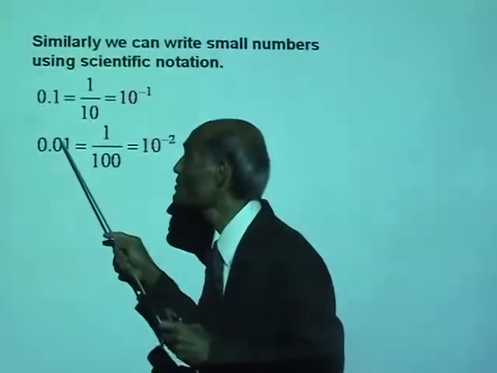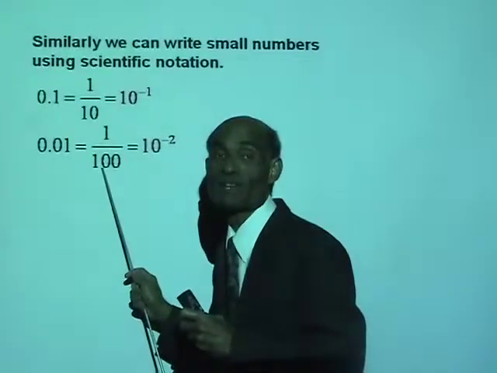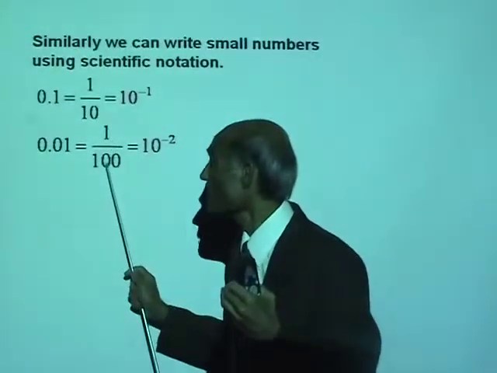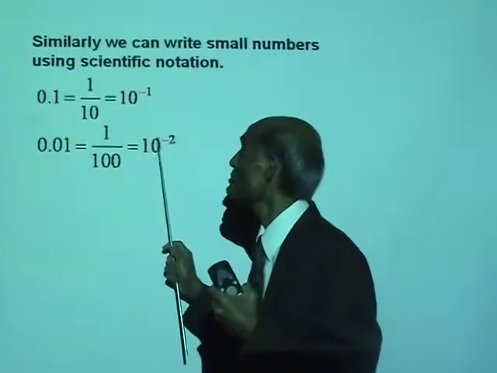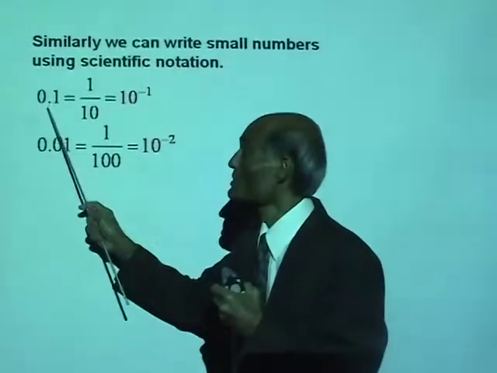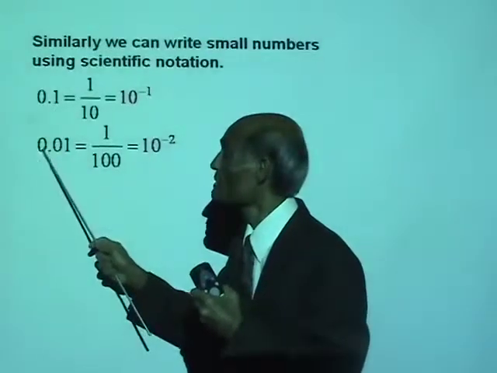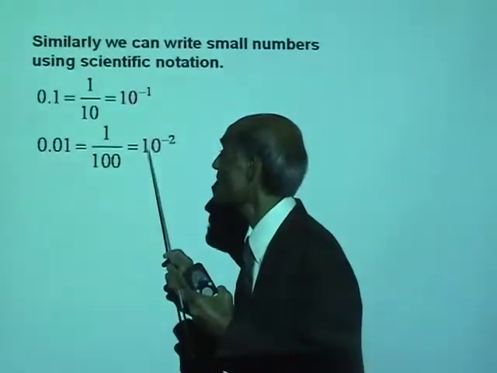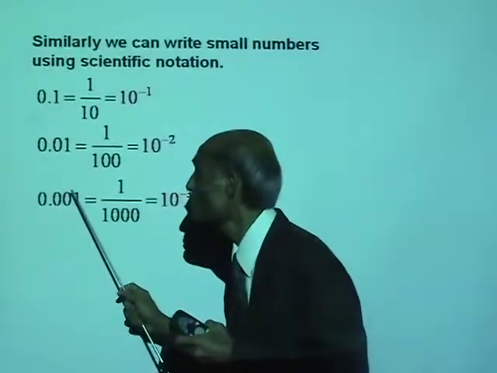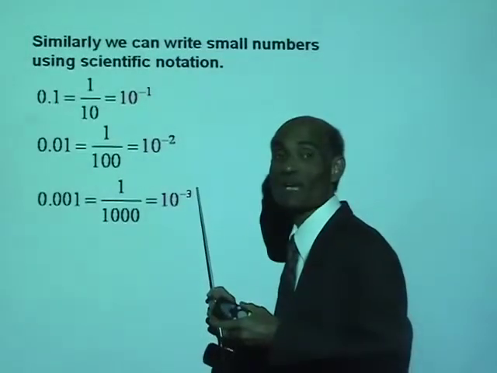Alright, how about 0.01? 0.01 is 1 over 100. And 100 is 10 to the power of 2. So 1 over 10 to the power of 2 is the same as 10 to the power of negative 2. So 0.1 is 10 to the power of negative 1. 0.01 is 10 to the power of negative 2. What is 0.001? 10 to the power of negative 3.